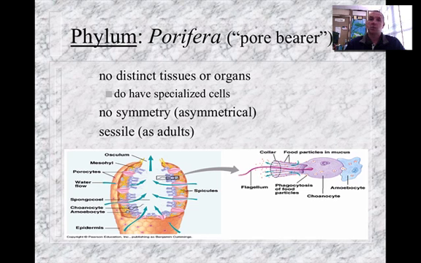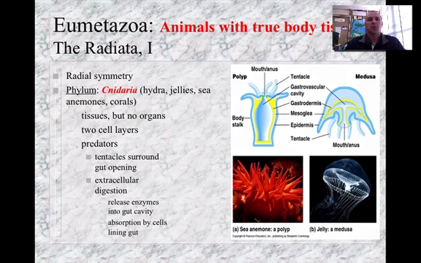They have no symmetry, so they're asymmetrical. That means you can't split them in any direction and get two equal halves. And as an adult stage, they're sessile, which means they do not move. They're stationary. Now, the eumetazoa, these are animals with true body tissue. There's going to be several phyla here, so let's go through them.